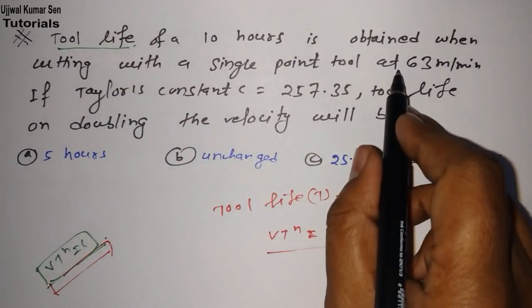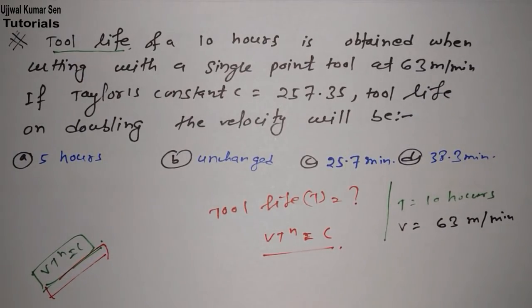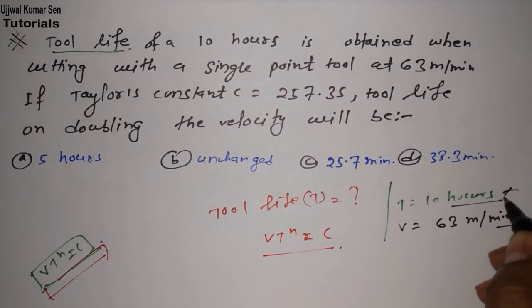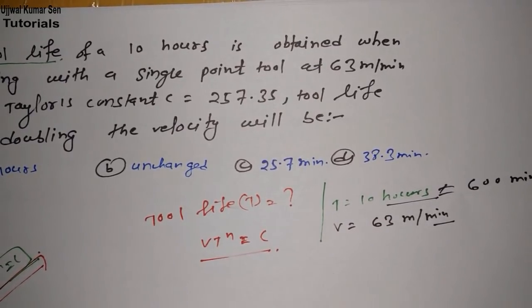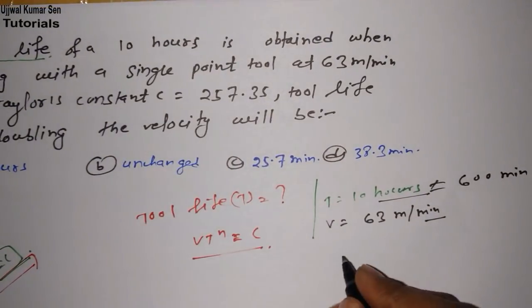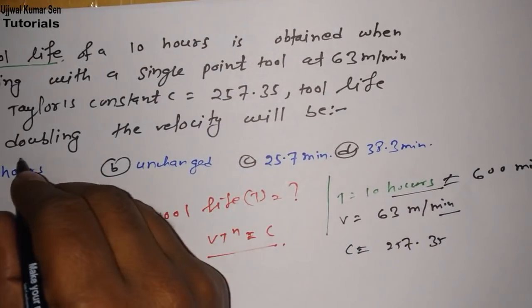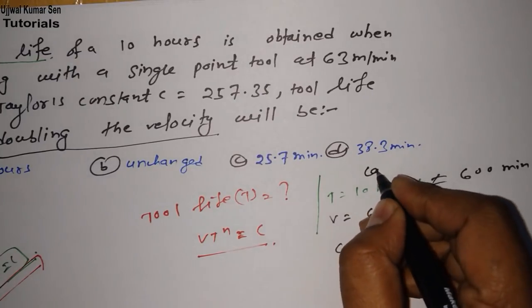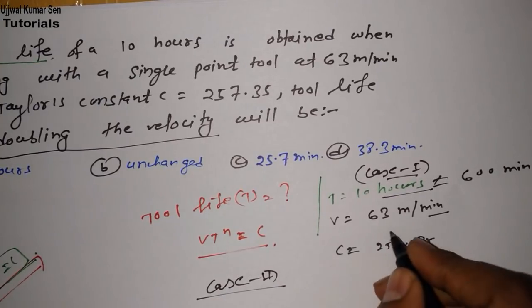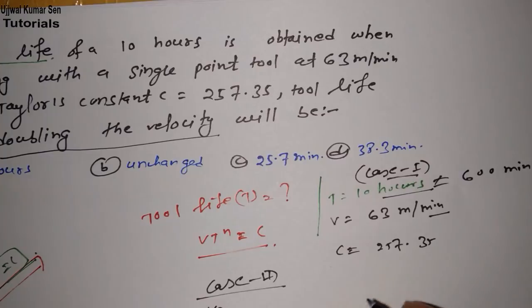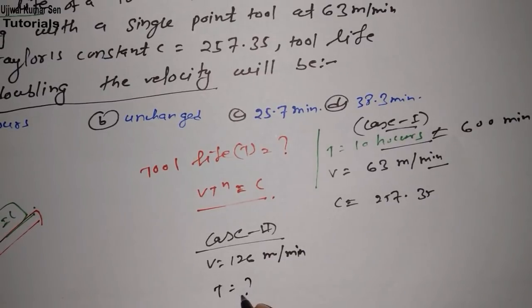Then they said single point cutting tool, and the speed is V equal to 63 meter per minute. First, the unit: I have to convert the time into minutes, so this would be 600 minutes. Now I have to read further. Taylor's constant C is equal to 257.35. On doubling the velocity, case 2, if the velocity doubles, 63 multiplied by 2, that is 126 meter per minute, then T is equal to what?